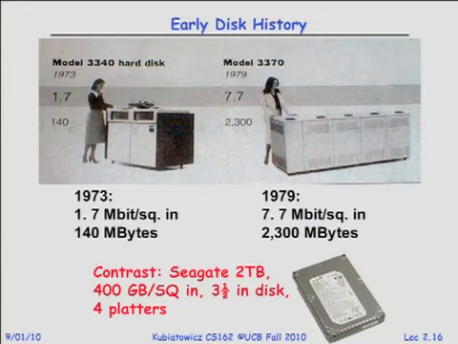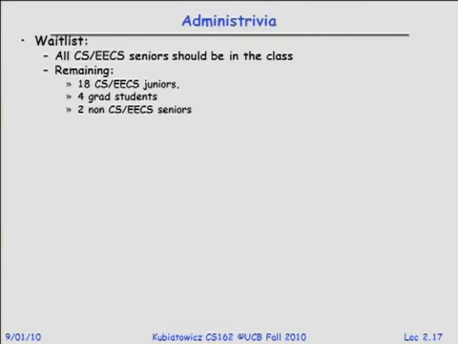Okay, so let's do some administrivia. Wait list. Well, we've made some progress, although suddenly we're full again here. Basically, as far as I know, all seniors that are in the major should actually be in the class now. If this is not true, you should let me know. That unfortunately leaves the juniors, a few grad students, and a couple of non-major seniors. I don't know what to tell you.